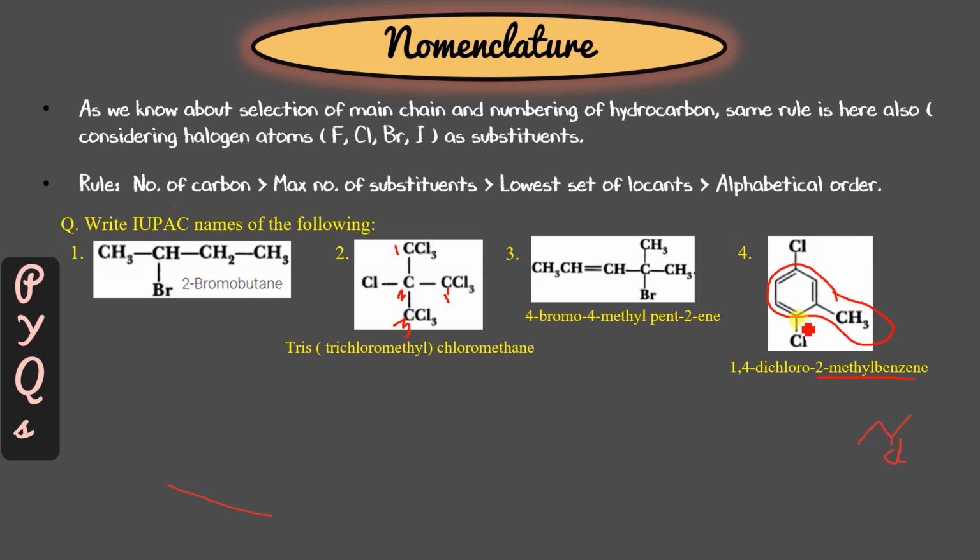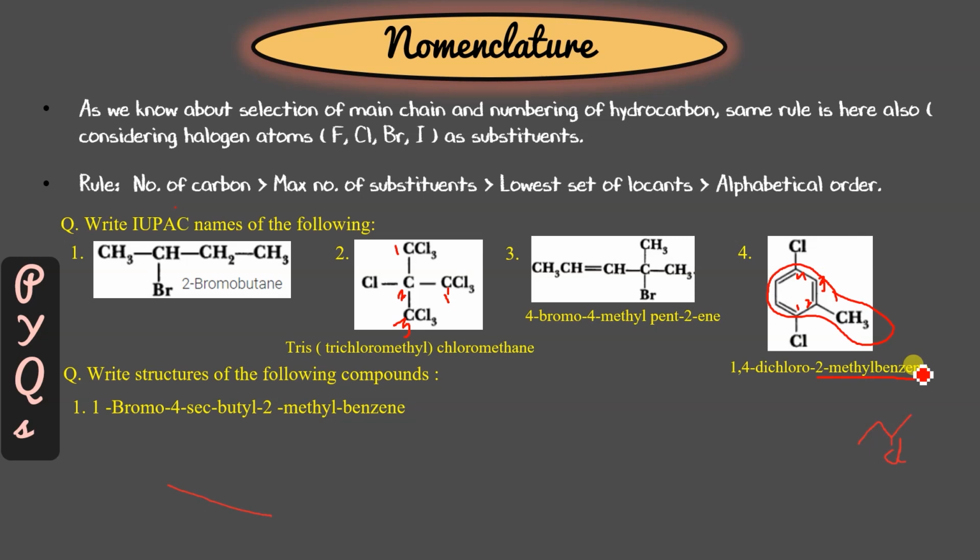Let's start the counting from anywhere. Obviously if you are starting from here, it will be 1 2 3, and the methyl group will be at the third position. But if you start counting from this, it will be 1 2, isn't it? So which will get the priority? This is 1, this is 2, this is 3, and the above one is 4. So we can write 1,4-dichloro-2-methyl benzene, or we can write 1,4-dichloro toluene. Instead of this, we can write toluene. Yes.